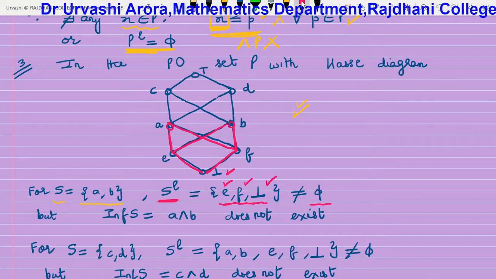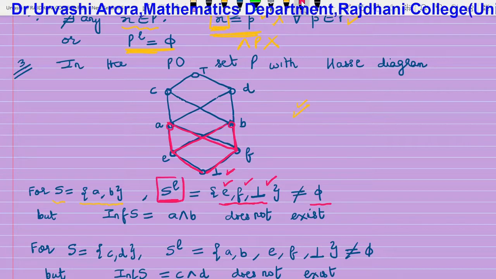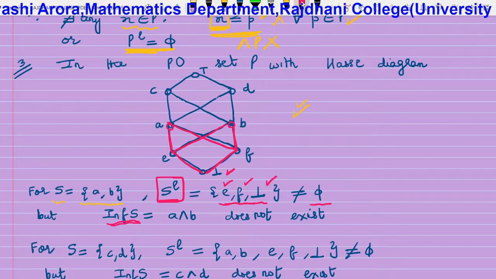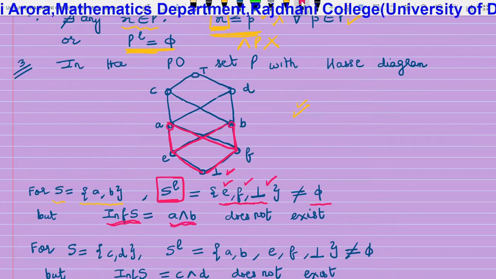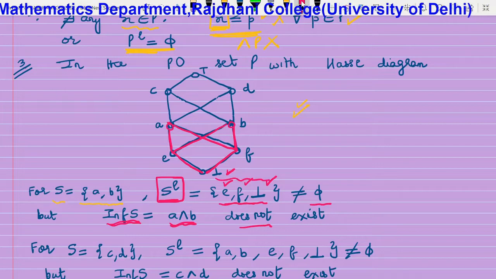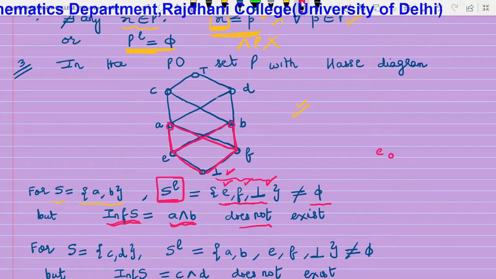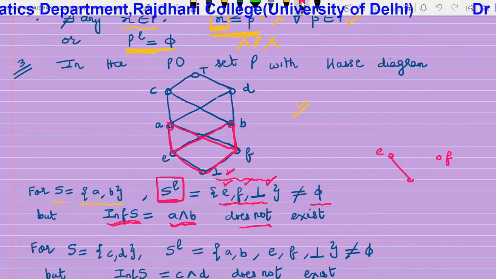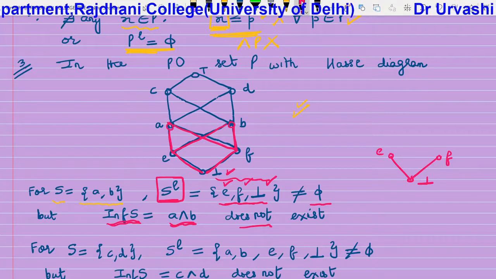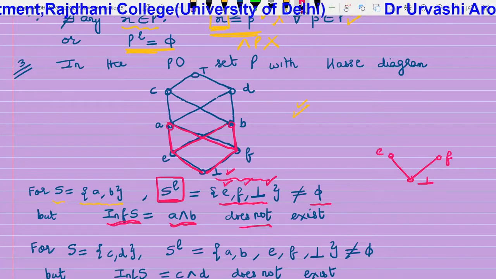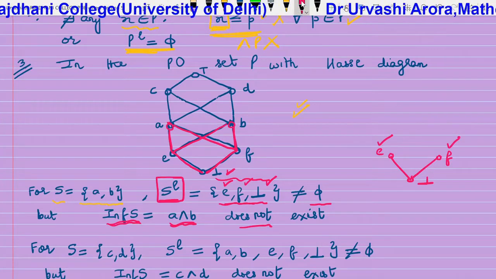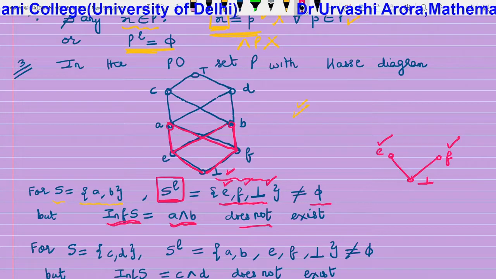But despite the fact that the set of lower bounds of S is non-empty, the infimum of S, the greatest lower bound of S, or the meet of S, or A meet B, does not exist. If you take a look at these three lower bounds, E, F and the inverted T, the bottom element, this is how they are placed in the Hasse diagram. Out of these three, E and F could have played the role of greatest lower bound, but only if one had been greater than the other.